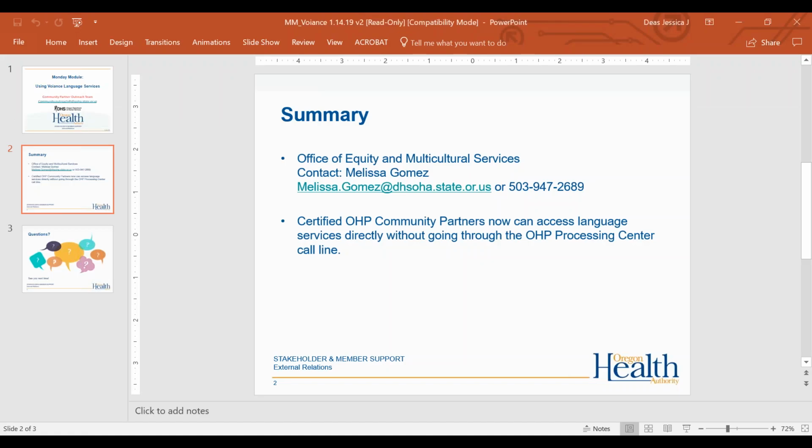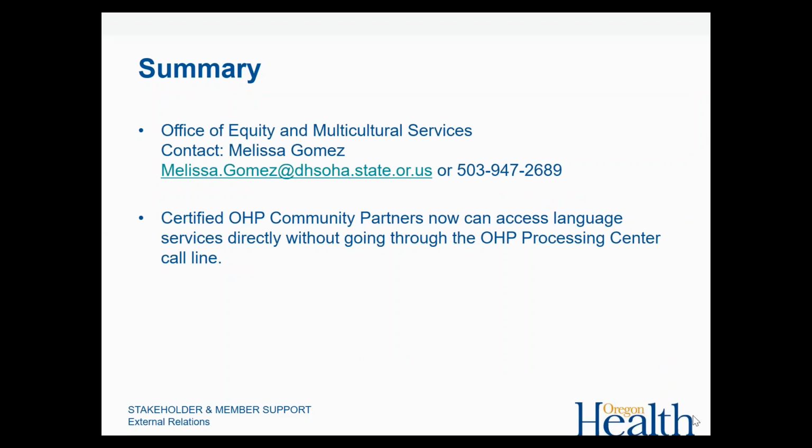And then my contact information, if you have questions or you get stuck, you're intimidated, I'd be happy to walk you through it. melissa.gomez@state.or.us or at dhsoha.state.or.us, both work. 503-947-2689, and we are happy we're able to help provide these services for the Oregonians that we serve.